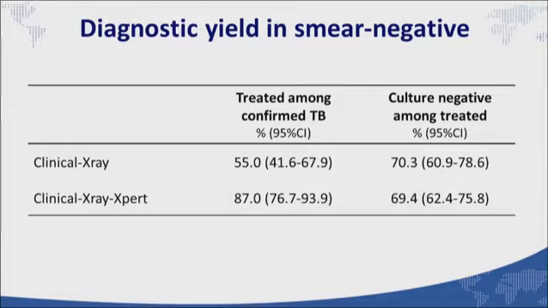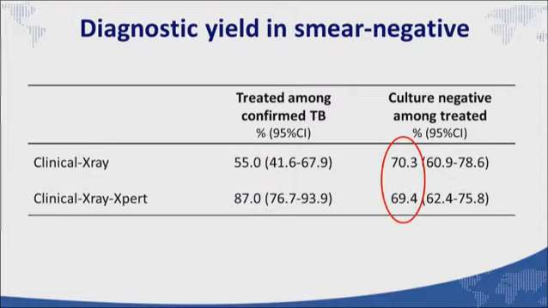of the patients who are TB confirmed, so culture positive, were properly started on treatment, which means that 45% were missed by the strategy and were not started on treatment. When we add Xpert to the strategy, this proportion goes up to 87% of the TB confirmed patients started on treatment. And when we look at the patients who were started on treatment, we see that 70% were culture negative.